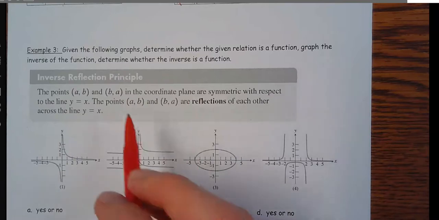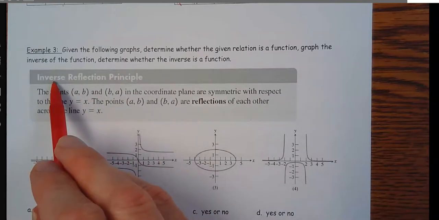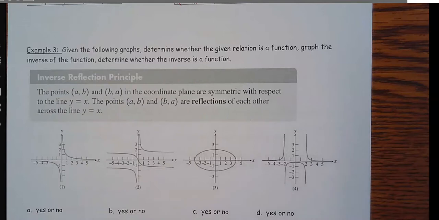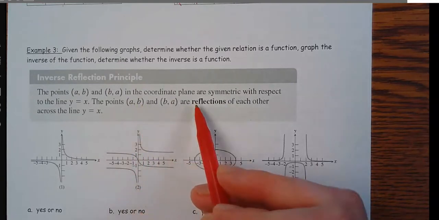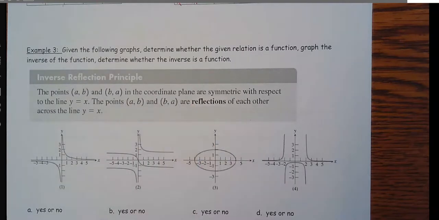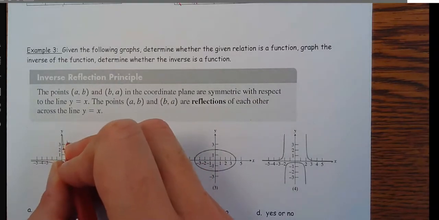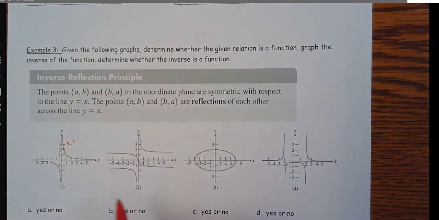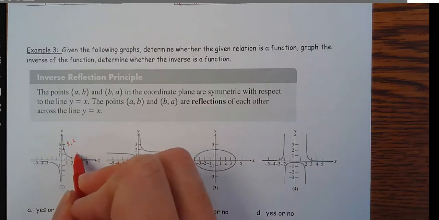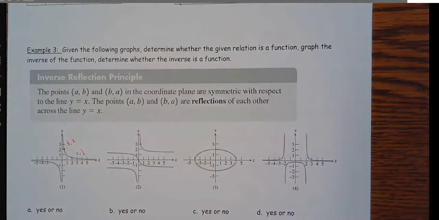I kind of got ahead of myself here. If you're graphing it, you can graph its inverse quickly without ever knowing the function itself. The points (a, b) and (b, a) are reflections of each other. So for instance, on here, pick a point, this might be (1/2, 2). Over here is (2, 1/2). That would be its reflection if you flip it over.